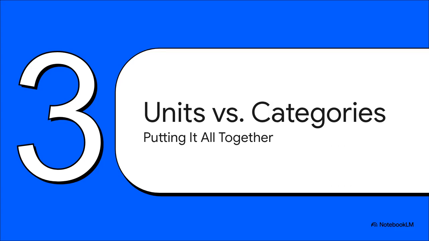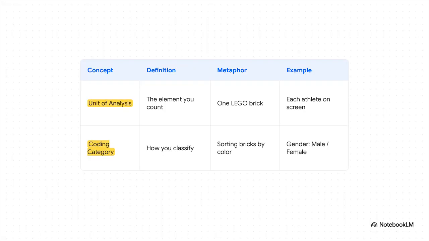All right, we've got the two big ideas on the table. Now let's put them side by side to make this distinction totally 100% crystal clear. This is where it's all going to click. And here we go. This chart lays it all out. The unit of analysis is the thing you count. One Lego brick, one athlete on screen. The coding category is how you classify that thing, by the brick's color or by the athlete's gender. Put it another way, the unit is the what and the category is the how.